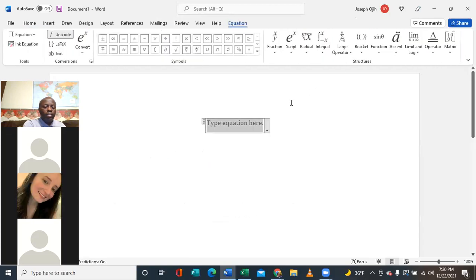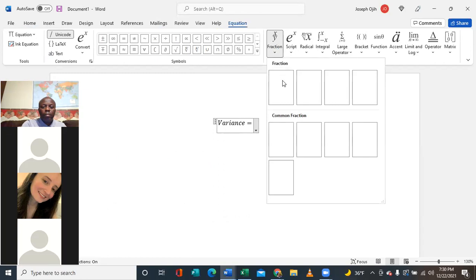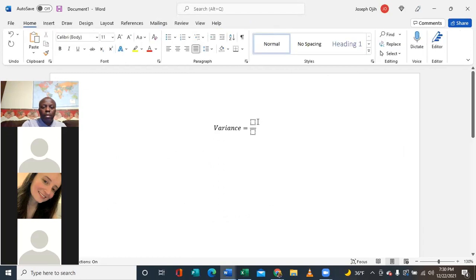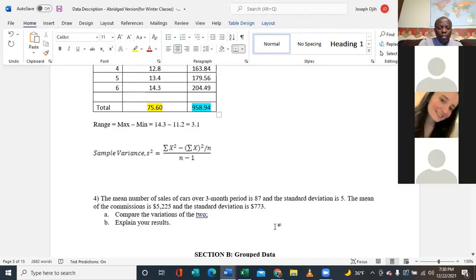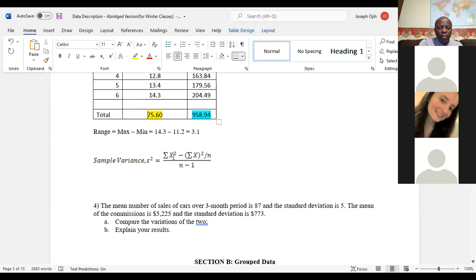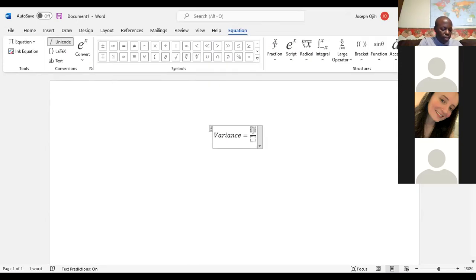Plug it in, have variance, which becomes the total sum of x squared. If you look at here, you can see right here. So this represents this number here, you put it as one, and then put this one here, and for n we use 6. So which takes us back to where we are, equals sum of x squared.